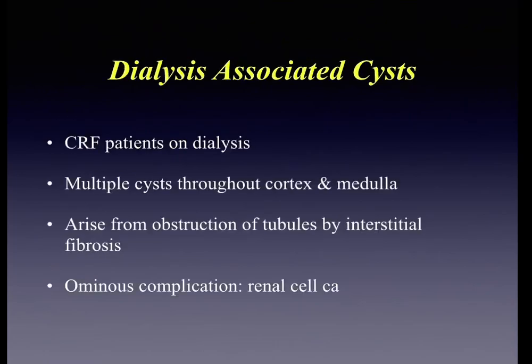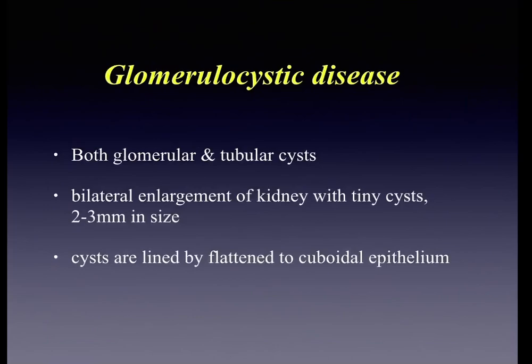So a few words about dialysis associated cysts. They are mainly seen in patients of chronic renal failure who are undergoing dialysis. The cysts are present throughout the cortex and medulla. They usually arise from the obstruction of the tubules by interstitial fibrosis. The main complication which is dreaded is the transformation into renal cell carcinoma.